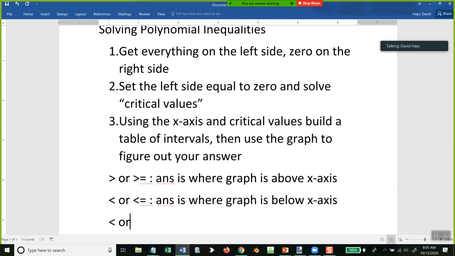If you got a less than or greater than, remember the less than or greater than means it does not include a number. So we're going to use parentheses. Less than or equal to or greater than or equal to. Remember the equal to part means it includes it, so that's where we use brackets.